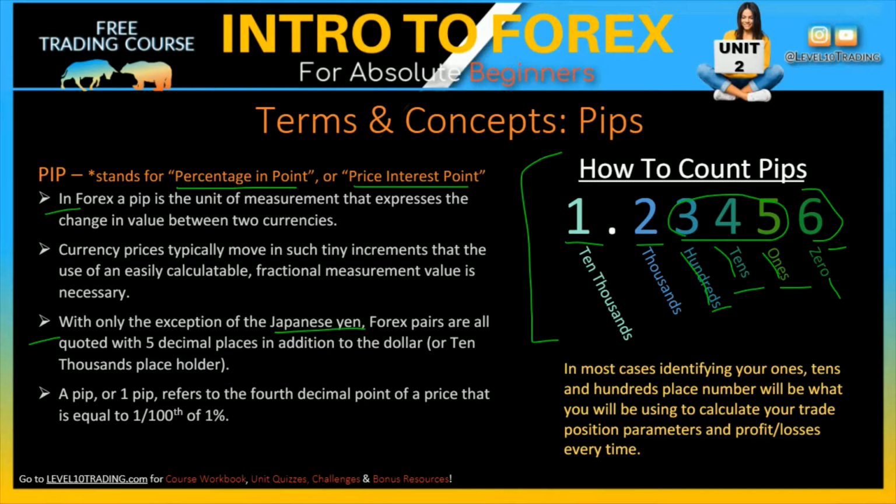So if someone says that price moved 1 pip, they are referring to the 4th decimal point that changed. And so you can always look at that price and you'll see that 4th point that either went up or went down. That's the place point you're going to see that reflected in. So let's look at that a little bit closer.